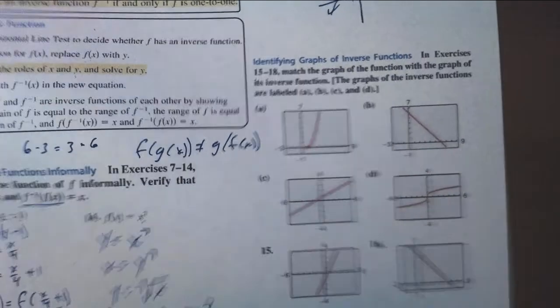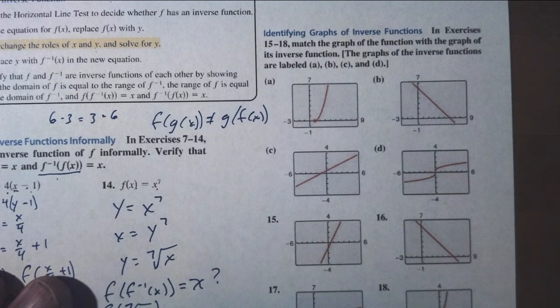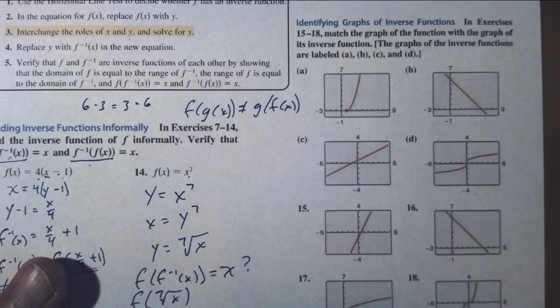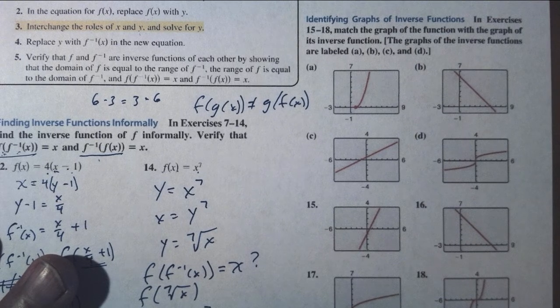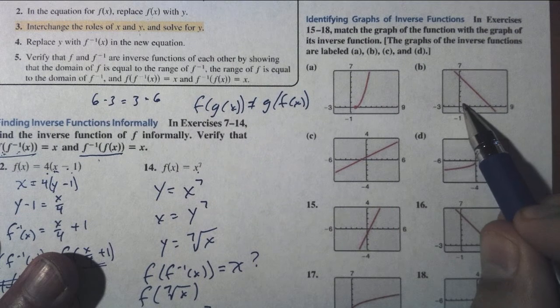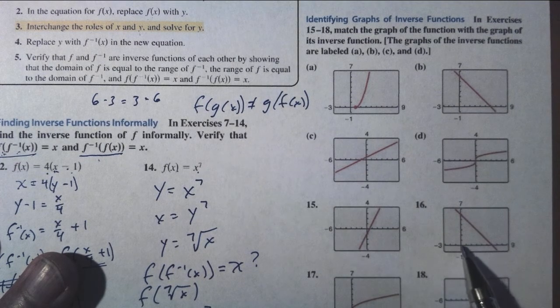Let's look at 15 through 18. Match the graph of the function with the graph of its inverse. Well, we haven't even talked about graphs of inverse functions yet. Well, sort of we have, because x's become y's and y's become x's. For instance, here is a point 1, 0. The inverse function must contain the point 0, 1. Doesn't contain 0, 1. Whoop, this is A, B, C, D. Doesn't contain 0, 1. Doesn't contain 0, 1. Does contain 0, 1. Doesn't contain 0, 1.